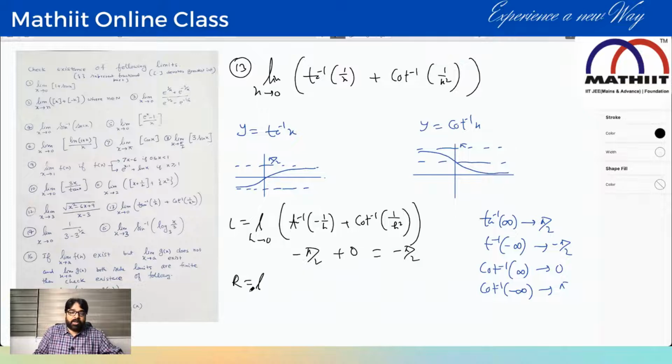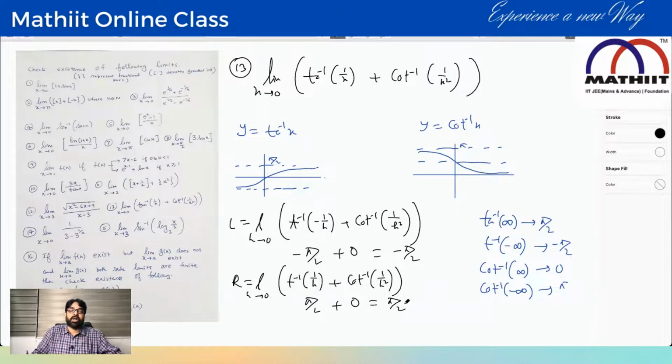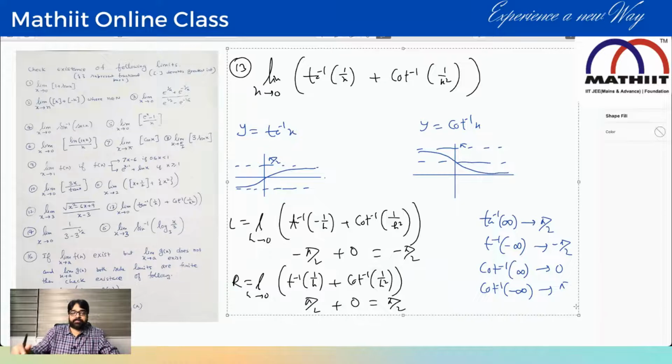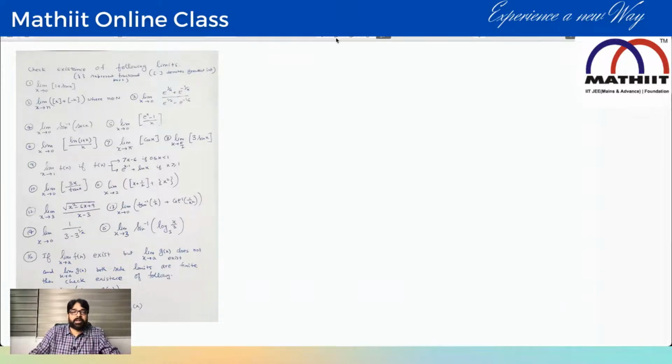Have you understood the point? Right hand limit, limit h approaches 0, tan inverse 1 by h plus cot inverse 1 by h square. So tan inverse infinity is pi by 2 plus cot inverse infinity is 0 itself, so pi by 2. These two are not equal, limit does not exist. Am I clear to everybody? Is it clear? Next, question number 14.